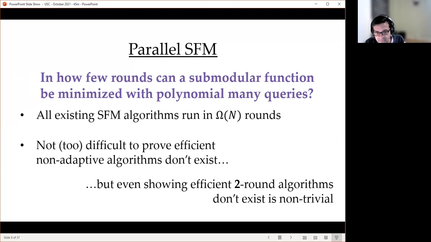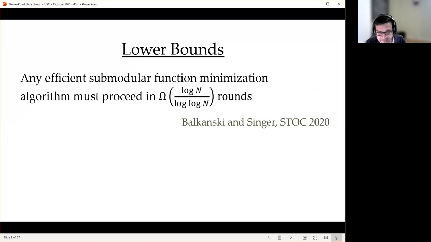And so it was only last year that in an influential paper, a great paper by Eric Balkanski and Singer, who showed that submodular function minimization cannot be done in constantly many rounds. In particular, if you want the number of queries to be a polynomial, any polynomial, then the number of rounds must be at least roughly log n. So this rules out constant depth submodular function minimization algorithms. However, it does not rule out a depth of something like log n or log square n.